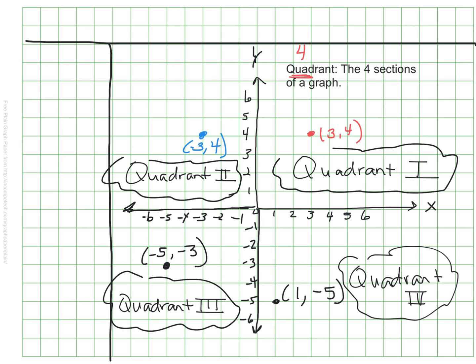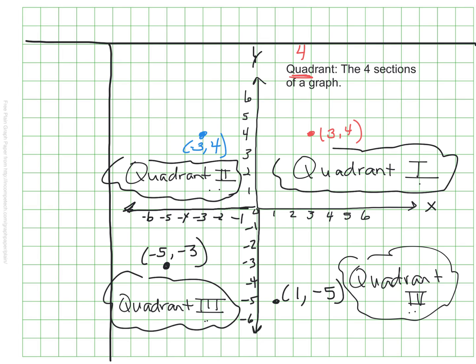Notice too, or you might have noticed, that we use Roman numerals when we are numbering our quadrants. So it looks like an I, a double I, triple I, and then IV. But it really means 1, 2, 3, and 4. And that's just kind of a customary tradition with math to use Roman numerals.